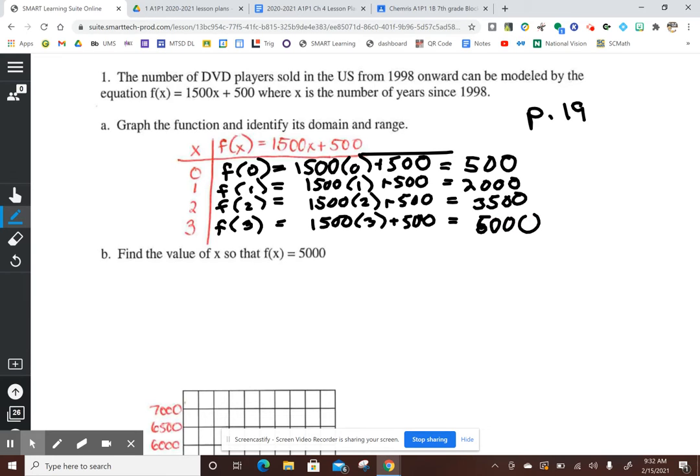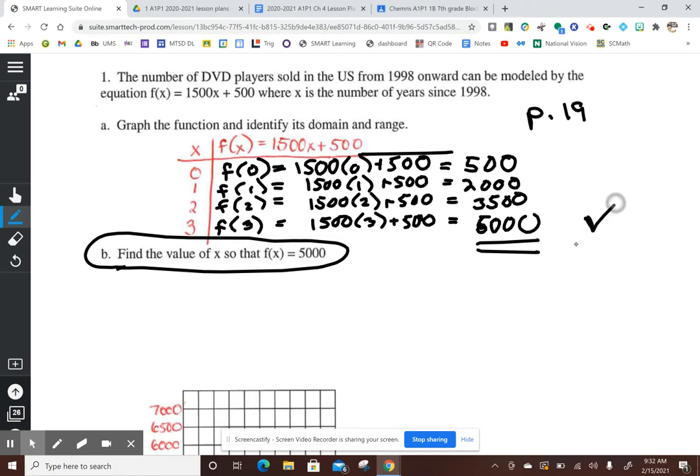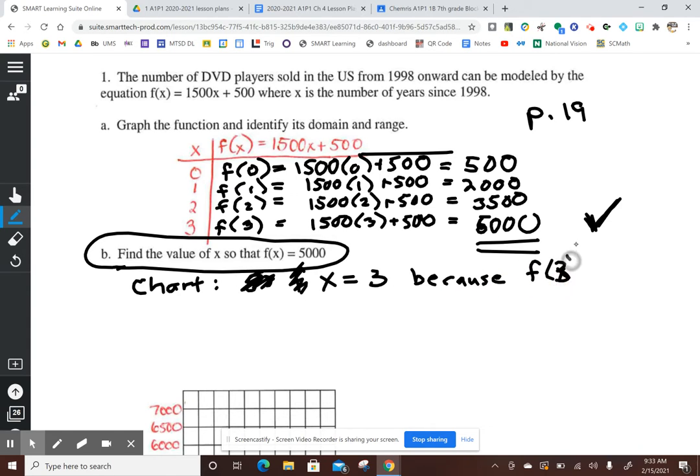Okay, so now the next question says, find the value of x so that f of x equals 5,000. Well, obviously, when f of x equals 5,000, x equals 3. So one way to get that answer would be to look at the chart and see if you already have it on the chart. So one way to do this is chart 5,000. Sorry, chart x equals 3, because f of 3 equals 5,000 according to the chart.